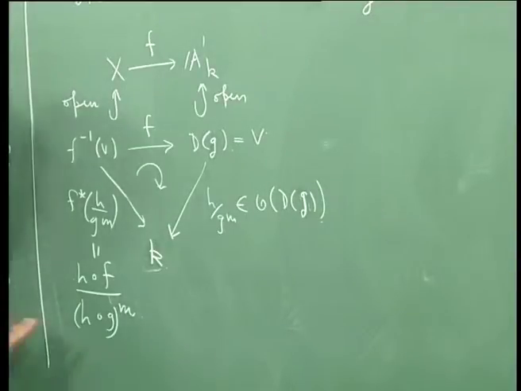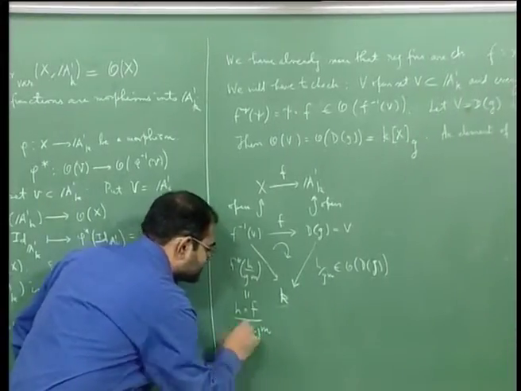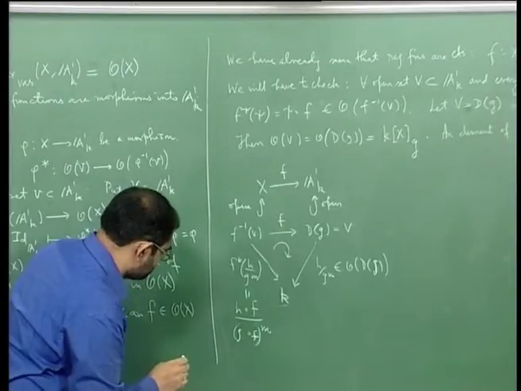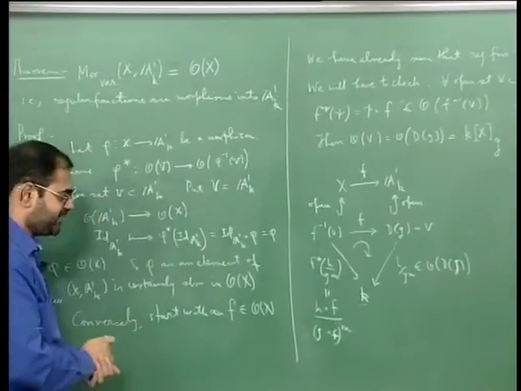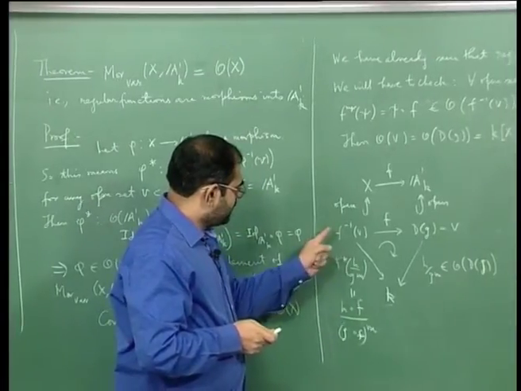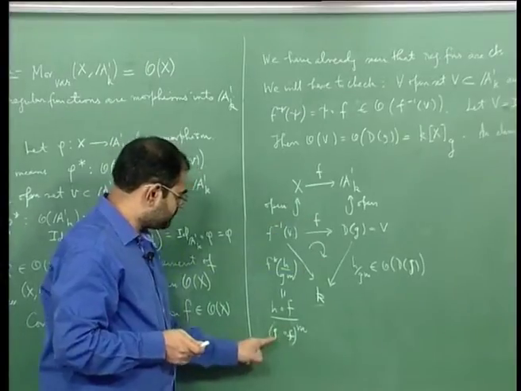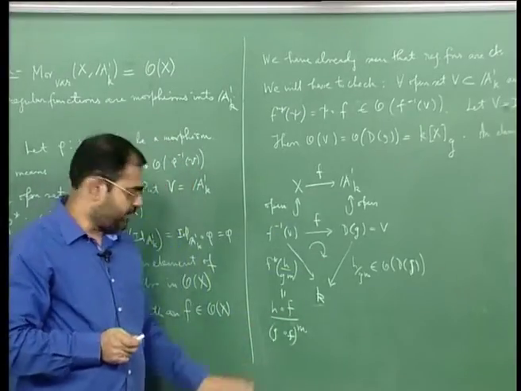Oh sorry, you are right, it is g circle, okay, it is g circle f to the n. Yes, please check that, it is f followed by h divided by f followed by g whole to the n. Yeah, thank you.